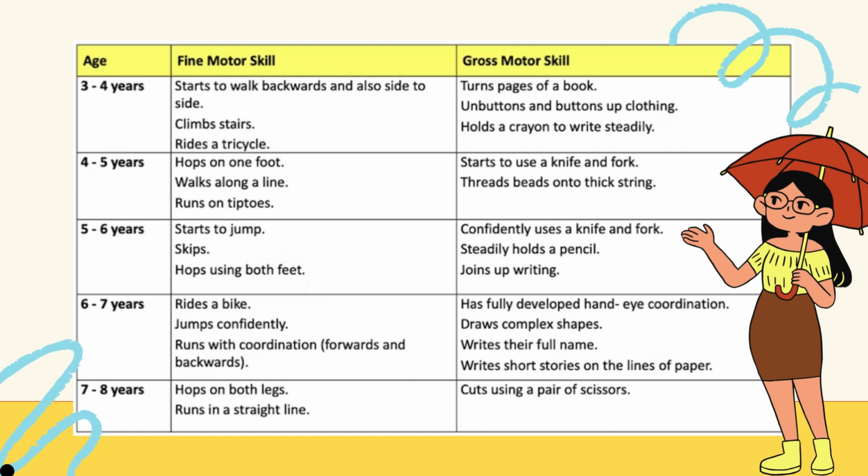As for their gross motor skill, they can fully develop hand-eye coordination, draws complex shape, writes their full name, and writes a short story on the lines of paper. Lastly, for age 7 to 8 years, for their fine motor skill, they can hop on both legs and runs in a straight line. For their gross motor skill, they can cut using a pair of scissors.